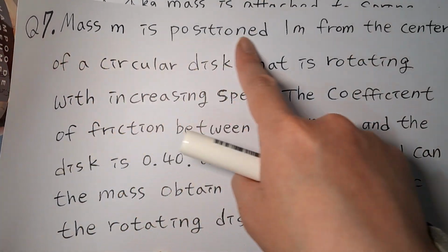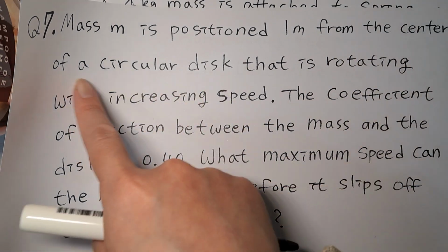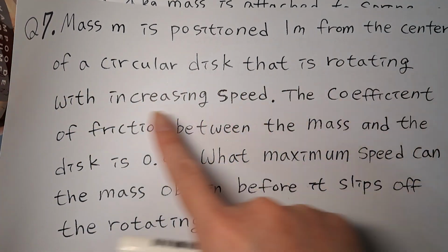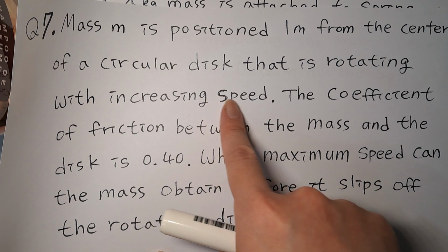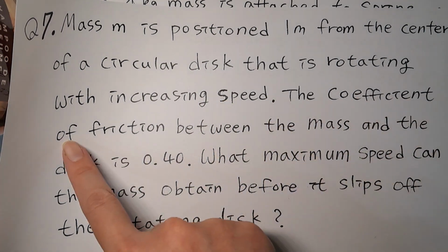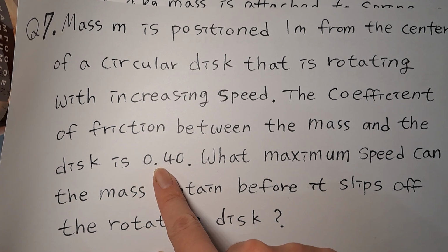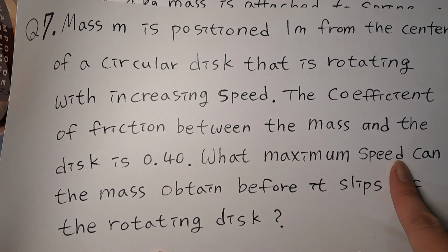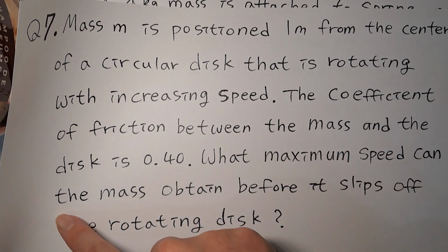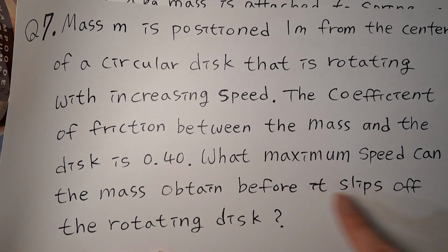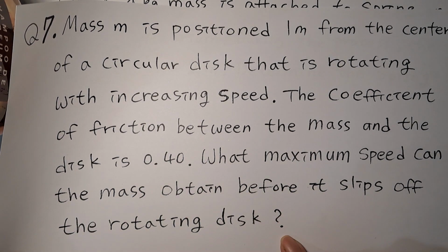Mass M is positioned 1 meter from the center of a circular disk that is rotating with increasing speed. The coefficient of friction between the mass and the disk is 0.40. What maximum speed can the mass attain before it slips off the rotating disk?